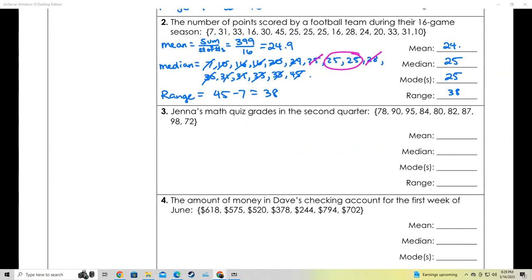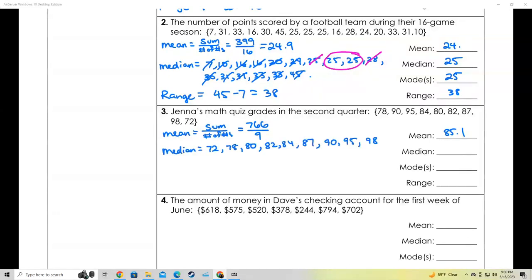Jenna's math quiz grades in second quarter were 78, 90, and those are the numbers. I'm going to find the mean. Mean equals sum divided by number of numbers. When I add up all of those numbers right there, I get 766 divided by 9. 766 divided by 9, when you round, you're going to get about 85.1. Median, I've got to put these numbers in order. Let me do that right now.